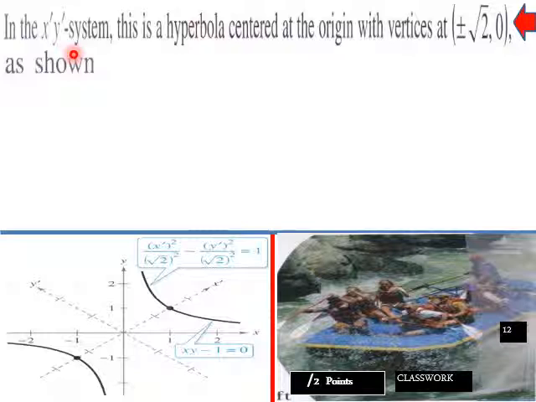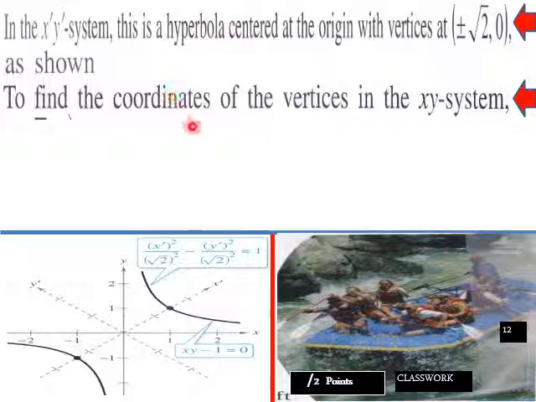In the x prime, y prime system, this is a hyperbola centered at the origin. So here's our center, with vertices at plus or minus radical 2, 0. This is our new x prime axis, as shown here.